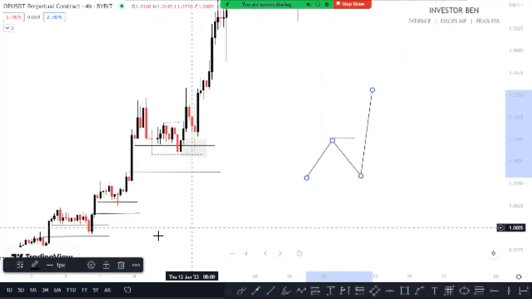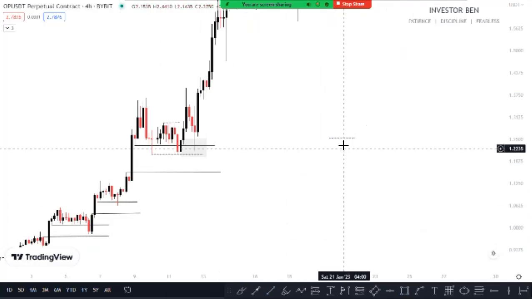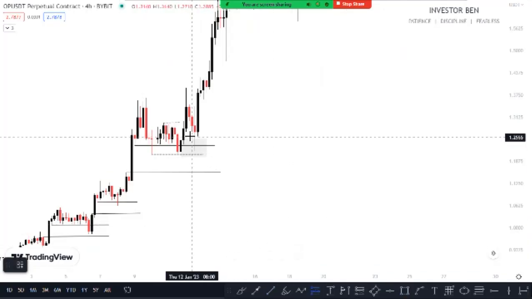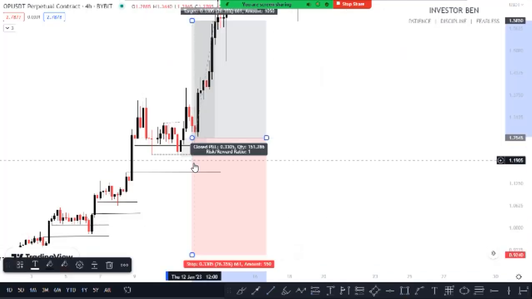Especially on Solana, Optimism, Ethereum. Yeah, price action changes. So at some point, those price actions will change too. So you need to flow with them. So we have this one here. We have this one here.